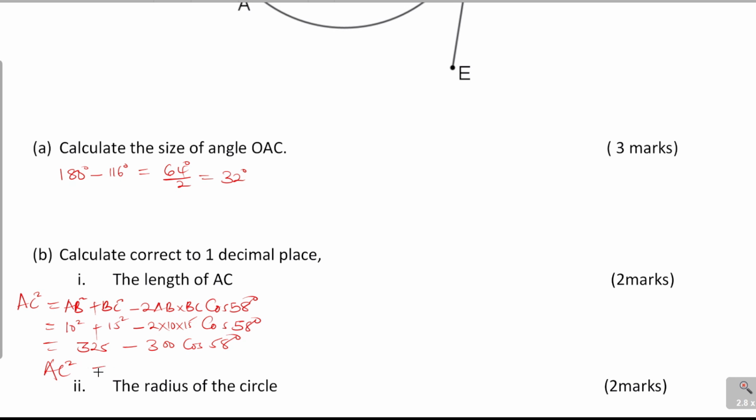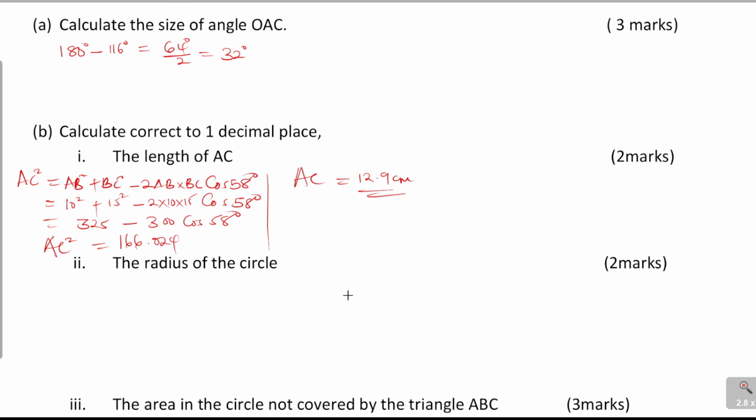So AC squared is equivalent to, let me solve the whole of this using a calculator. 325 subtract 300 cosine of 58. That gives 166.024. So to get AC, you simply get the square root of that, and you're required to give the answer correct to one decimal place. This will give 12.9 centimeters. The next question, part 2, the radius of the circle.